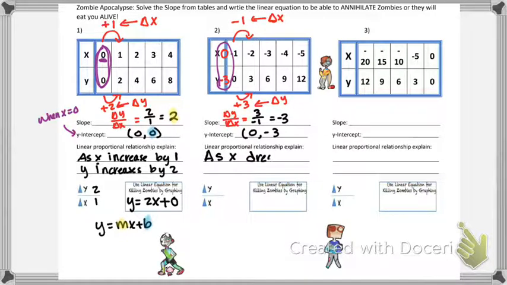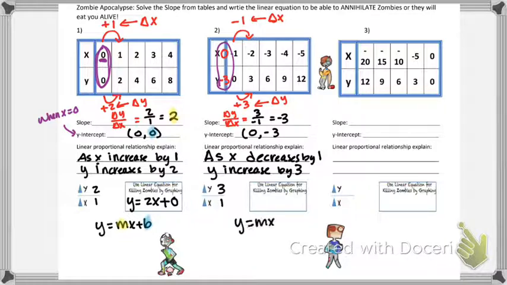For the relationship, we have as x decreases, because it's going down, by 1, y is going to increase by 3. Okay, let's write out our slope. We got 3 over 1 for our change of y over change of x.